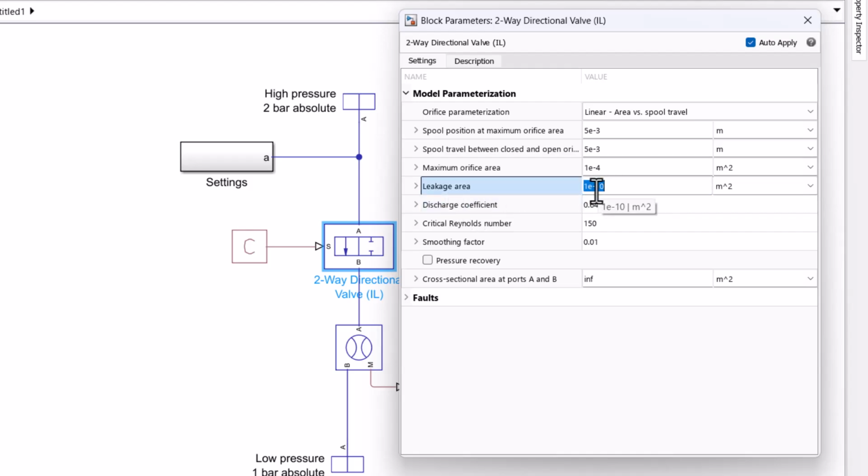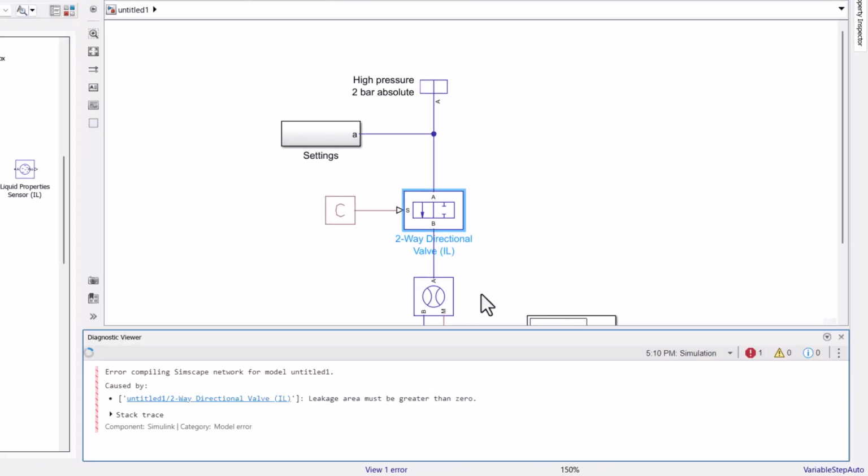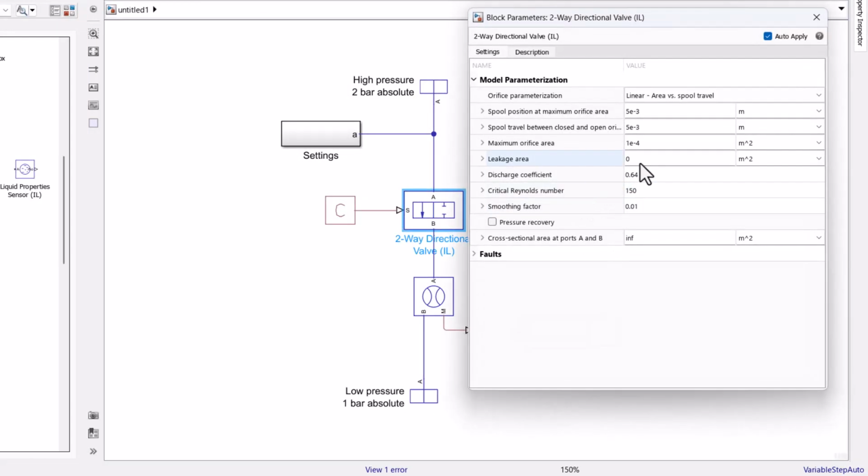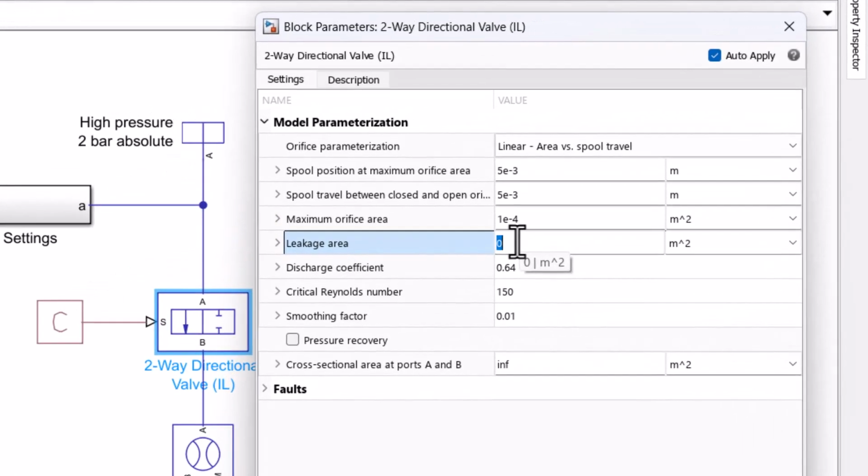So this component by default must have some minimum value for area, and you cannot set the leakage area equal to 0. So if I set it equal to 0, which means a fully sealed tight valve, MATLAB is going to show an error, and it says the leakage area must be greater than 0. So we usually set it equal to some really small number, like 1e-10, which is the default value.